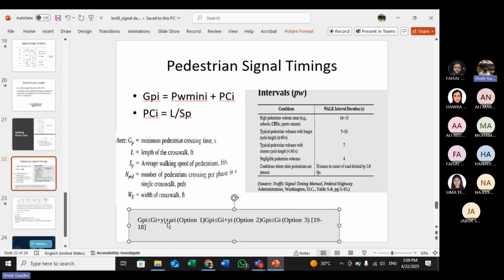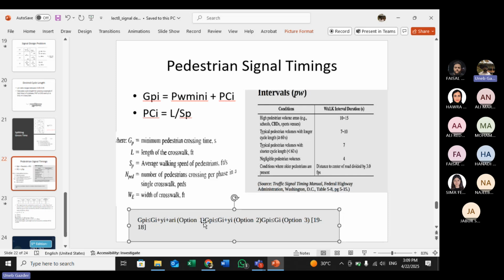So what are these criteria? In the first one, you are saying GP equals to green, yellow, and all red, all 3 of them. GP is at least equal to green, yellow, and all red. So in the first criteria, the minimum for pedestrian time is green, yellow, and all red. Now the problem with this approach is after all red, the next signal will become green immediately.